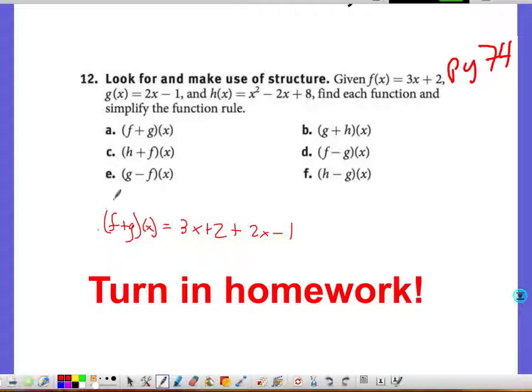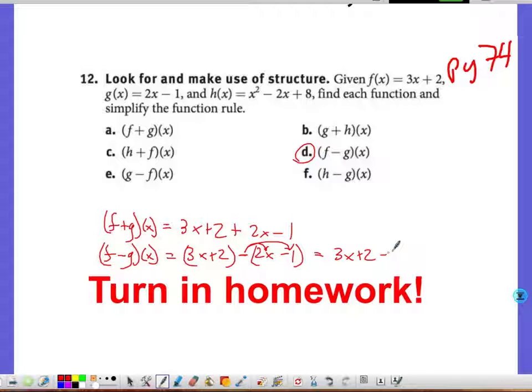But once you do start subtracting functions, as for example f minus g of x, you do need to put parentheses. Why? Because this negative right here means that you have to distribute it to the 2x and to the negative 1. And so what you get is 3x plus 2 minus 2x plus 1. And then you can find the correct answer from there.